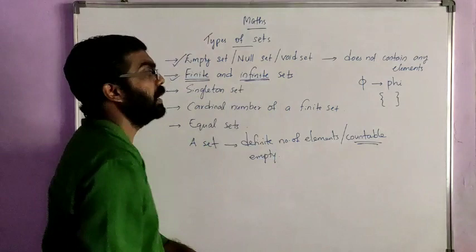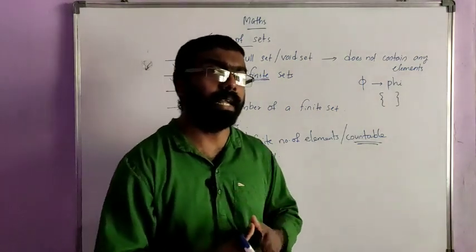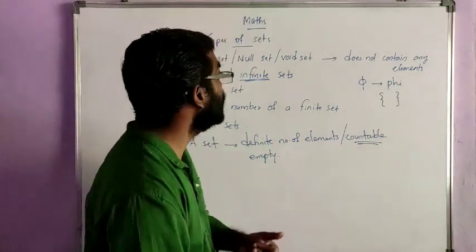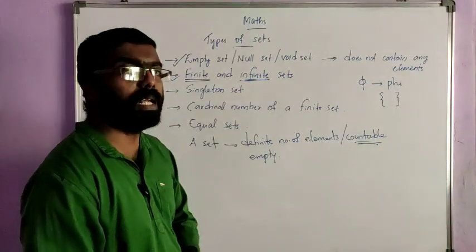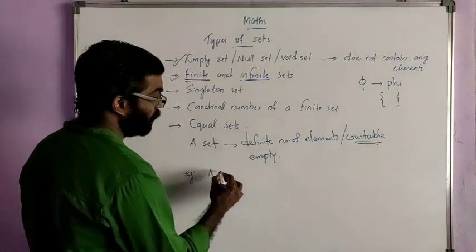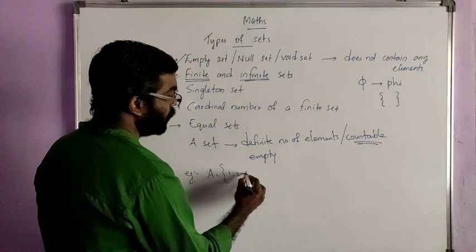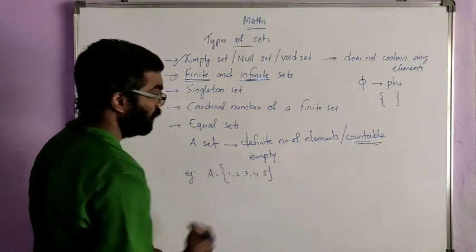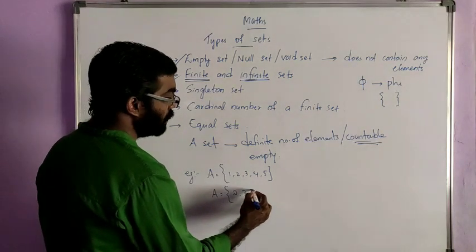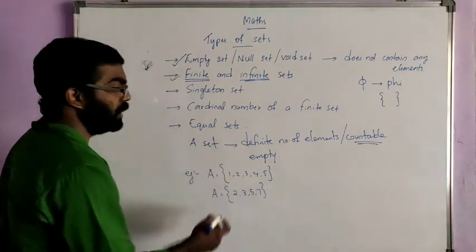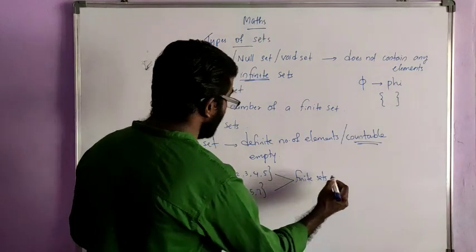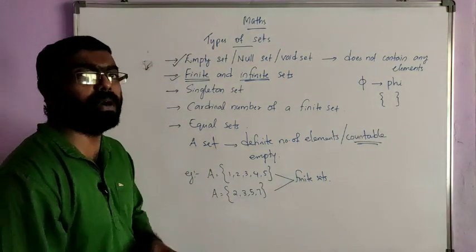otherwise it is called an infinite set. That means a set which contains uncountable number of elements. Okay, indefinite number of elements, that set is called an infinite set. Clear? An example of a finite set is set A equal to the set of all 1, 2, 3, 4, 5. Okay, the set of all prime numbers less than 10: 2, 3, 5 and 7. So these are examples of finite sets because there are countable number of elements, definite number of elements.